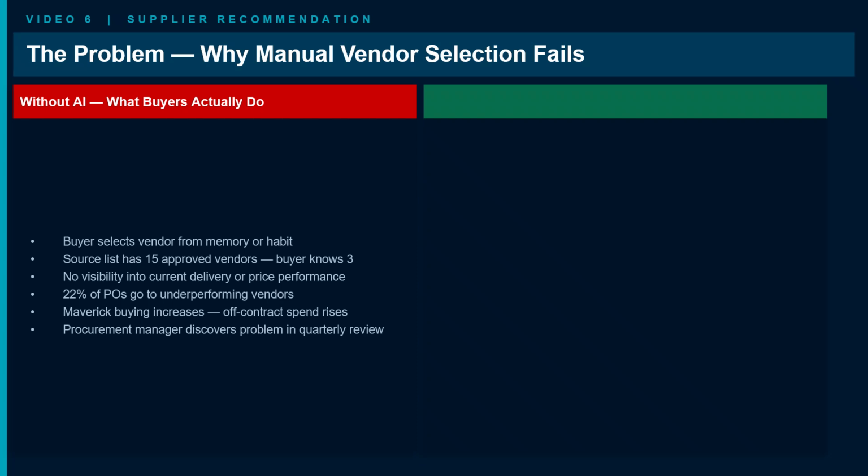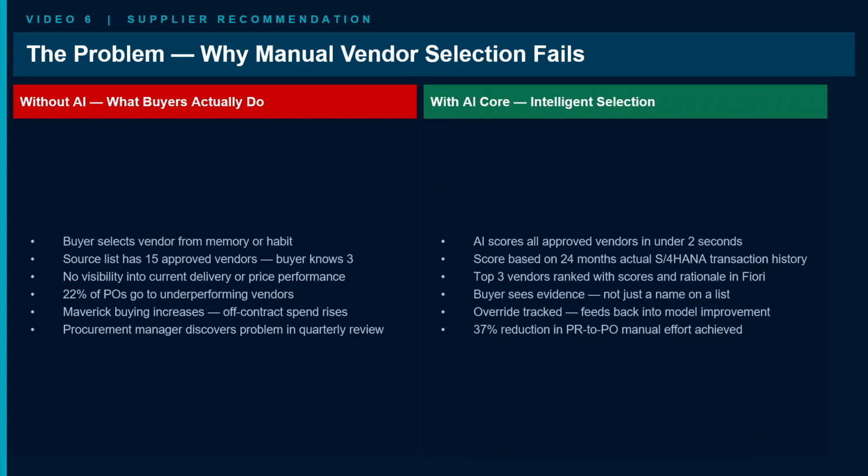With AI Core, all approved vendors are scored in under 2 seconds. Top 3 ranked with rationale. Buyers see evidence, not just a name. Overrides are tracked and fed back into model improvement. 37% reduction in PR to PO manual effort achieved in production deployments.